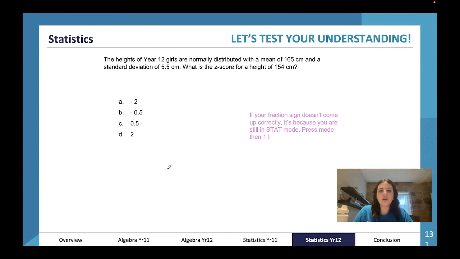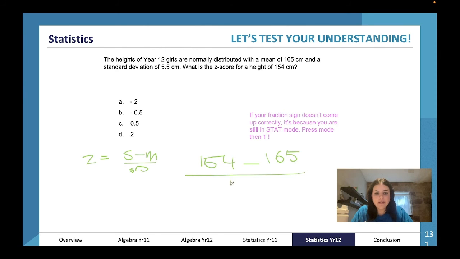The heights of Year 12 girls are normally distributed with a mean of 165 centimeters and a standard deviation of 5.5 centimeters. What is the Z-score for a height of 154 centimeters? Okay, so Z-score equals my score minus the mean over the standard deviation. My score was 154 centimeters. The mean was 165 centimeters. The standard deviation, 5.5.